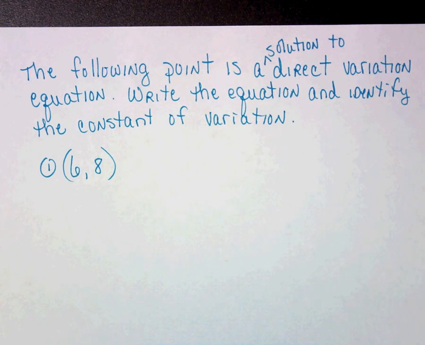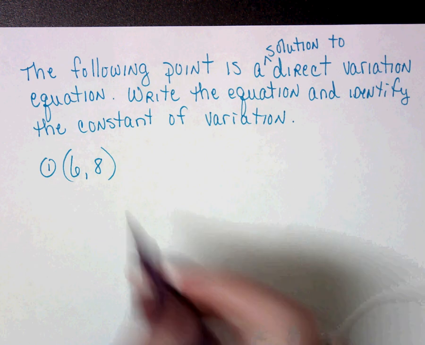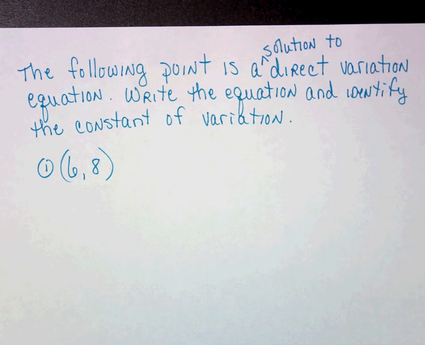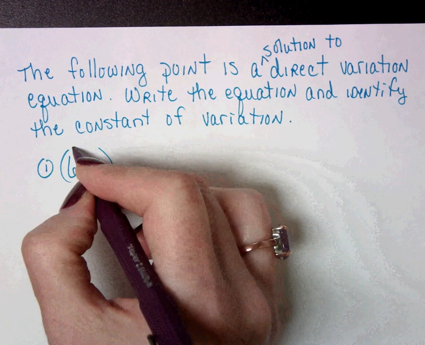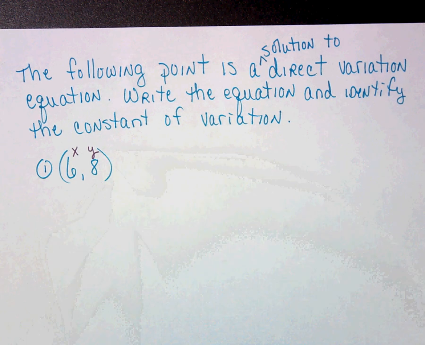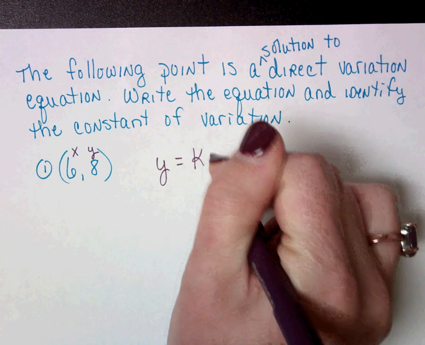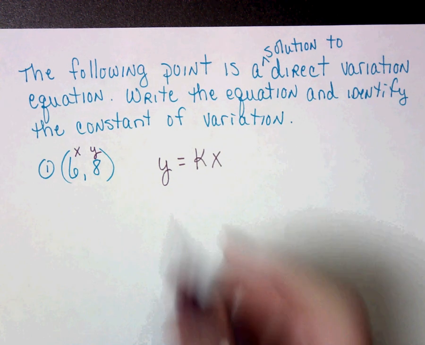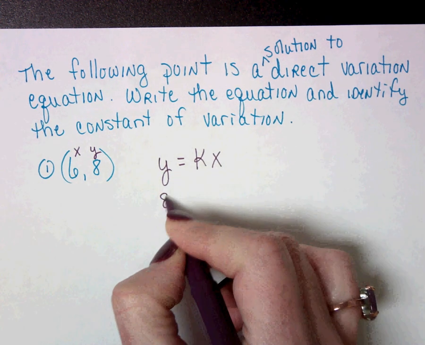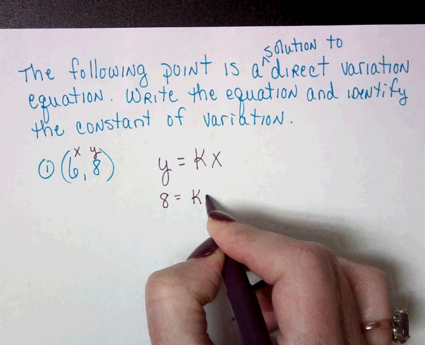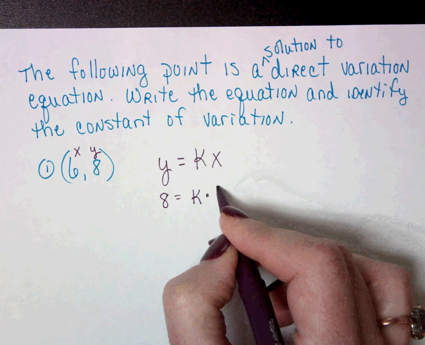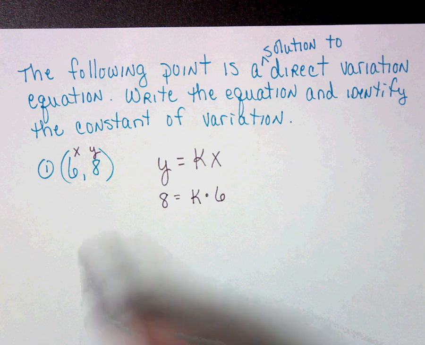So there's two different ways we can do this. We know this is a solution to our equation. We can take our point and plug it into our formula y equals kx. So y is 8, we don't know k, we know x is 6, and so I'm going to solve for k.